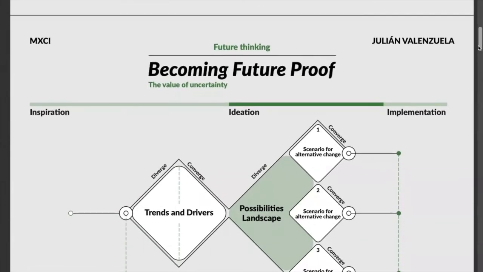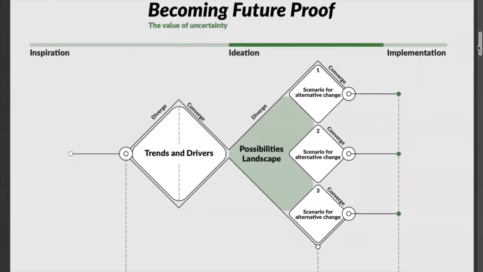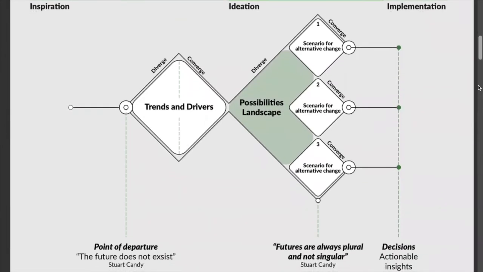A future-thinking methodology called Becoming Future-Proof values uncertainty, and it relies on three different stages taken from the IDEO methodology: inspiration, ideation, and implementation. However, it has been translated into this diagram where the first point diverges and converges, but the second one diverges and converges thrice, meaning that it creates different futures so that we can pose different questions in order to find decisions and actionable insights.